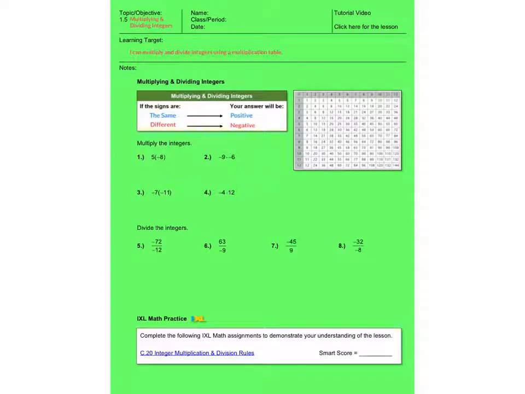Alright, next lesson. It's 1.5 on multiplying and dividing integers. Our learning target is that we can multiply and divide integers using a multiplication table. So the rule is really simple. So I'm going to zoom in on here.